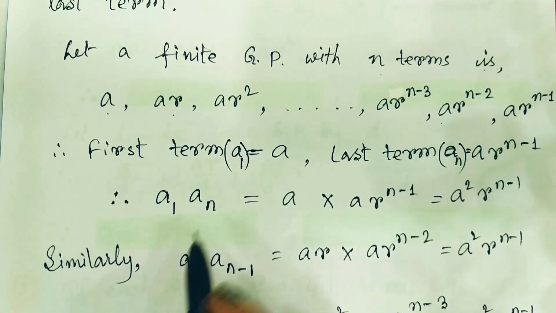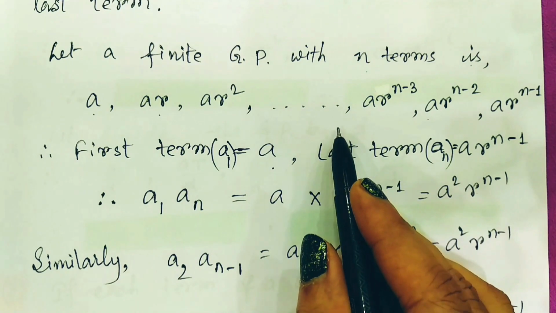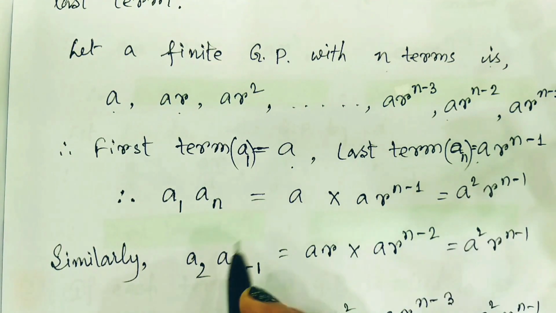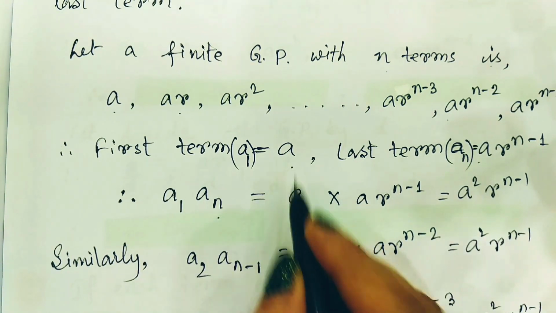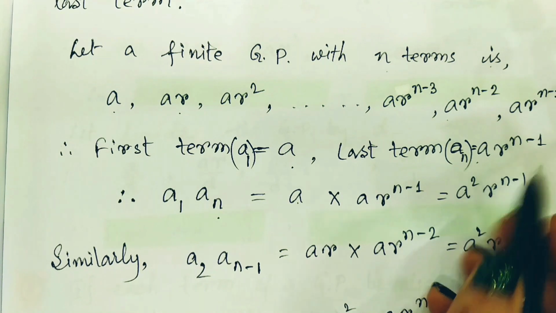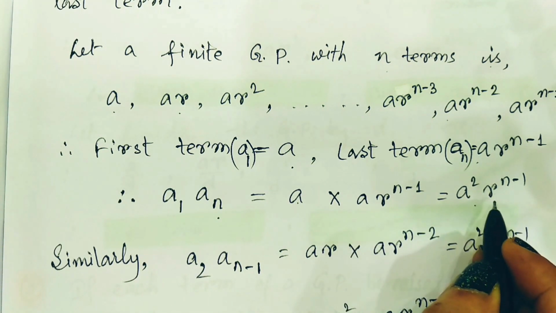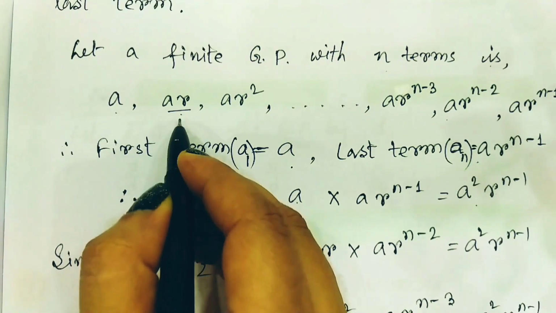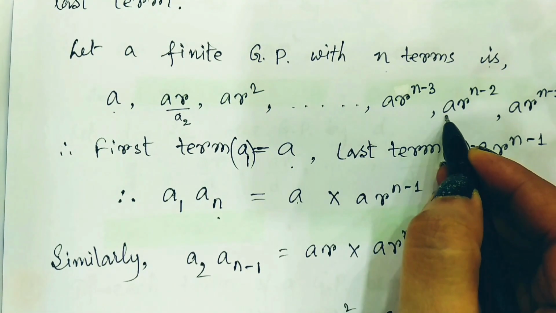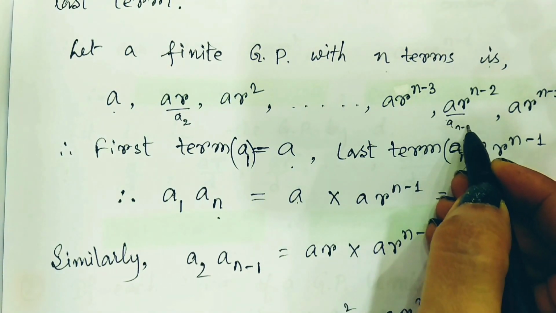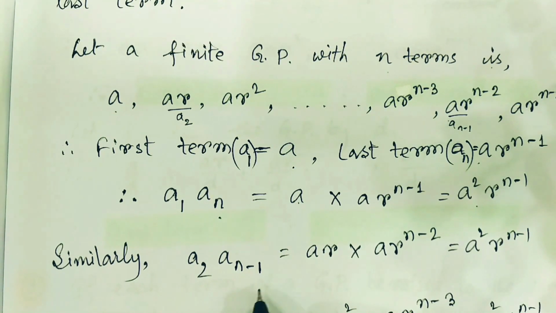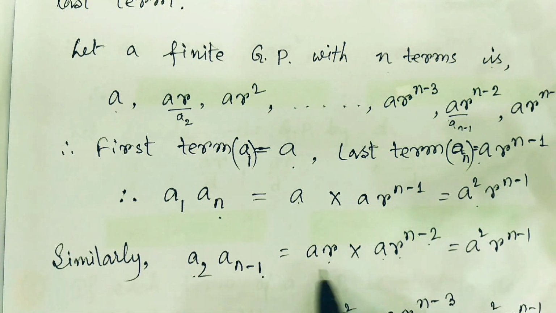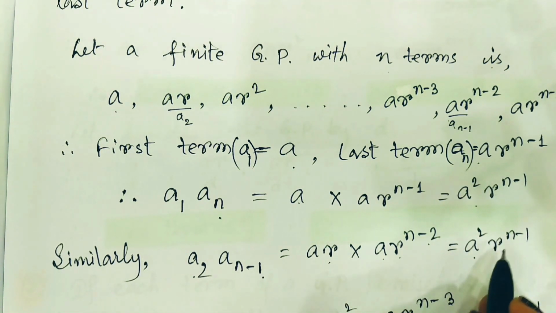Now the first term definitely is a and the last term for this series is a into r to the power n minus 1. Now if we multiply these two, that means a1 into an, then what we will find out, it is a and it is a into r to the power n minus 1. If we multiply, we will get a square into r to the power n minus 1. Now if we multiply the second term, that means this one, it is our a2, and the second from last, that is this is our a n minus 1. So if we multiply these two, then its value is ar for a2 and ar to the power n minus 2 for a n minus 1. So if we multiply these two, then we will find out a square r to the power n minus 1.